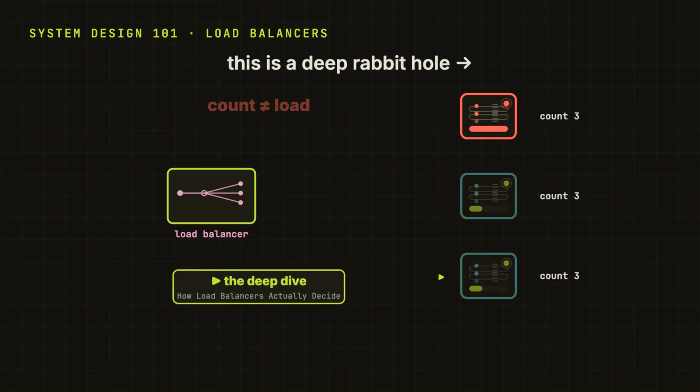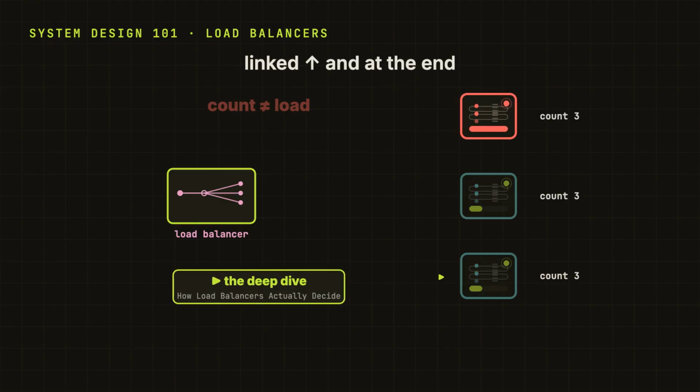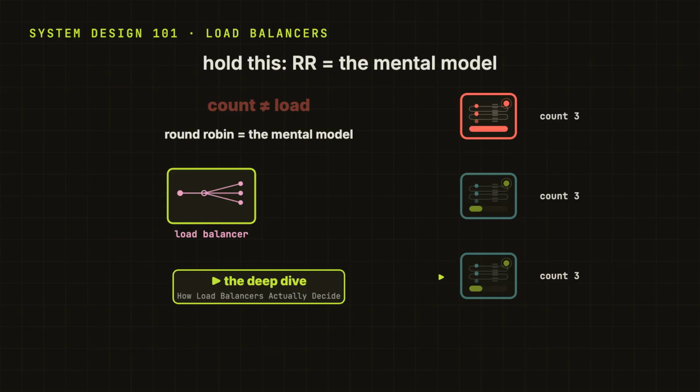How a load balancer actually decides, and why round robin is worse than it looks, is a genuinely deep rabbit hole, and it honestly deserves its own video. I made exactly that one. It is linked up there and at the end for today. Just hold this: round robin is the mental model, just spread it evenly. That turns out to be a surprisingly deep problem the moment requests stop being equal. There is a genuinely clever world past this, and that is the whole deeper video.